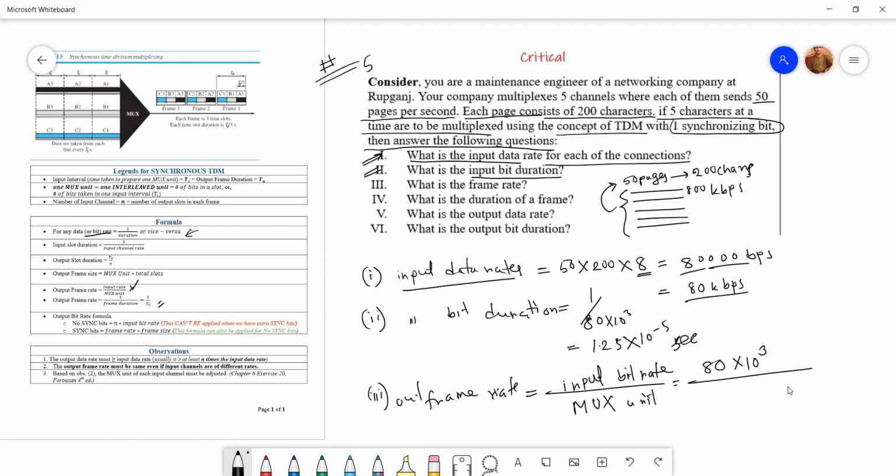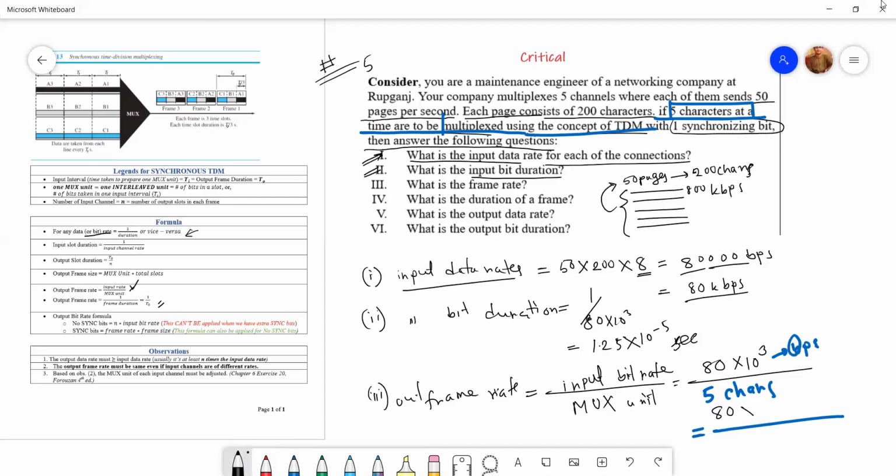Now we have to find out what my multiplexing unit is. We cannot assume there will be a 1 bit multiplexing unit by default, because some information is given here. It says that if 5 characters at a time are to be multiplexed using the concept of TDM, then the multiplexing unit will be 5 characters. As you have turned everything into bits, you have to turn these inputs in characters into bits also.